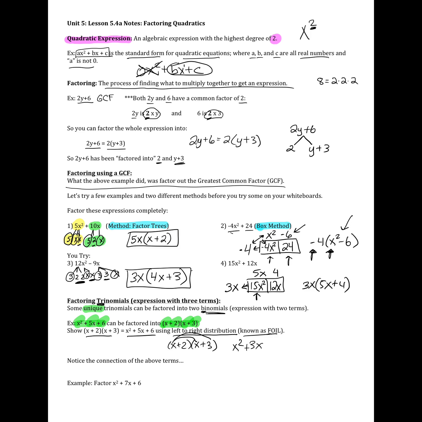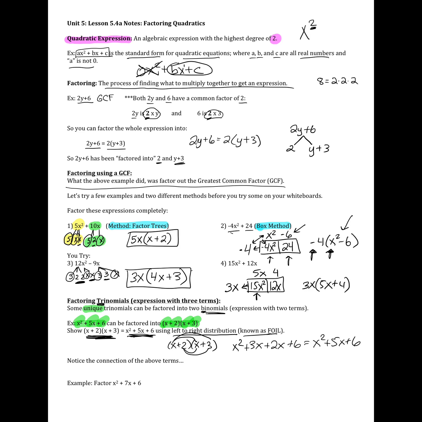My inside two terms here is 2x. And then my outside two terms, or sorry, my last two terms multiplied by each other equals 6. So I get x squared plus 5x plus 6. And so now I have shown you how these two binomials multiplied together do in fact equal this trinomial. Notice the connection of the above terms.